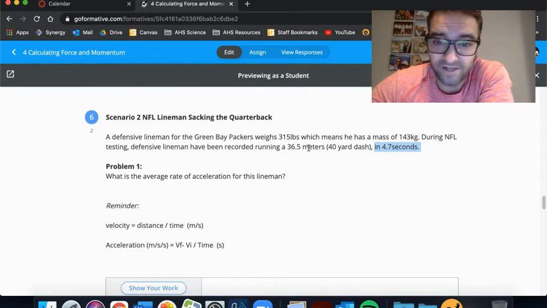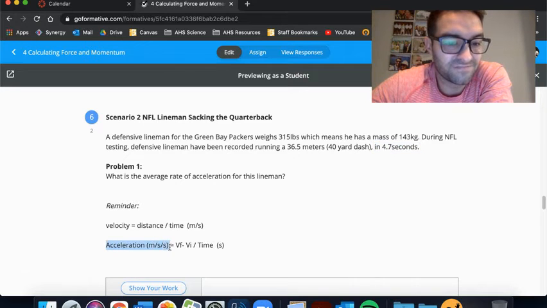So 36.5 meters in 4.7 seconds, you can calculate then that velocity, right? And so in this scenario, I would recommend the rate of acceleration. Okay, you're solving for this. You have VF minus VI, which again is the average velocity, or the change of velocity, I should say. So VF would be this end distance divided by that time.